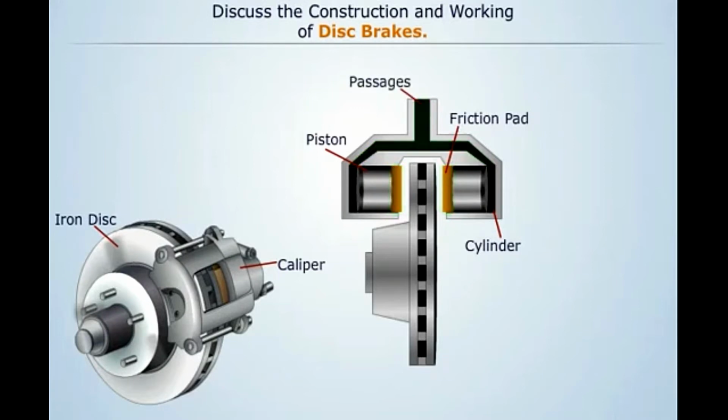Passages are drilled in the caliper to allow the flow of brake fluid into the cylinder. Each cylinder contains a rubber sealing ring provided between the cylinder and the piston. Now let's understand its working.